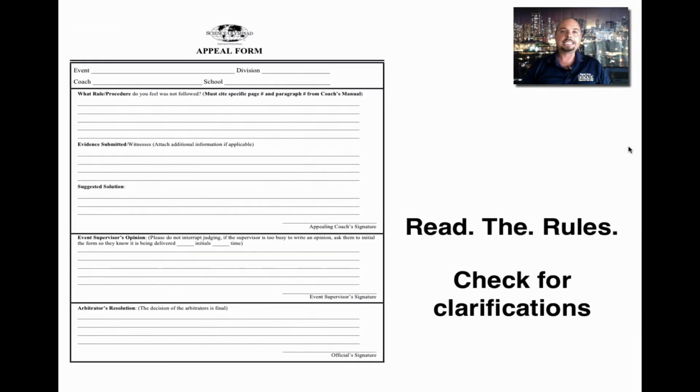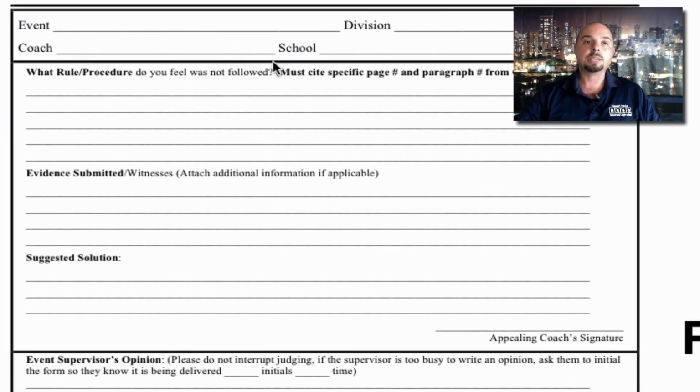Now, if at any time during a regional, state, or even the national tournament, you feel that your team is being treated unfairly or that the rules are not being followed, all teams are able to submit appeals forms. Now, something to be aware of is that it is the head coach who fills out and submits the appeals form. It is their name that goes up at the top, and it is their signature that gets applied.